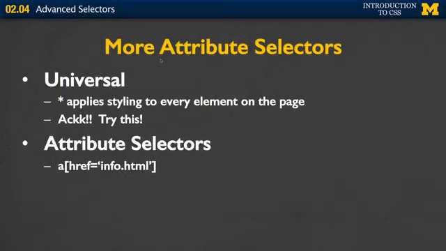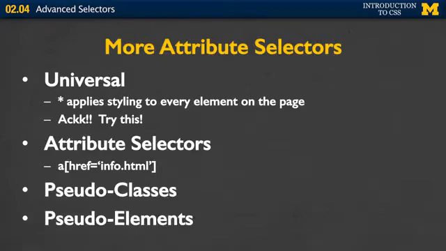So in this case, it would go ahead and style every link where you have href equals info.html. I'll do a quick example of that in just a second. But before I do that, I wanted to mention two more that we'll be looking at later, which are pseudo classes and pseudo elements. Just another level of distinguishing certain things you want to style on your page. But first, let's look at using these attribute selectors.